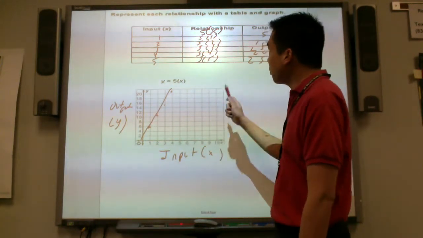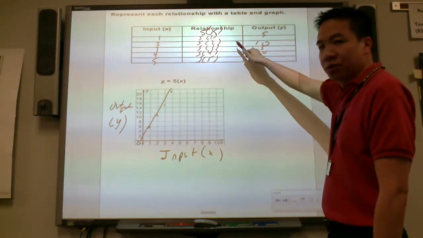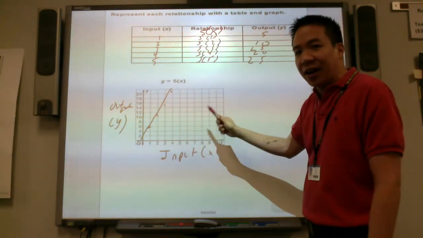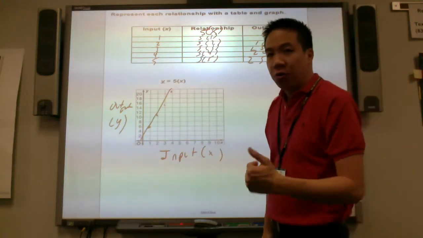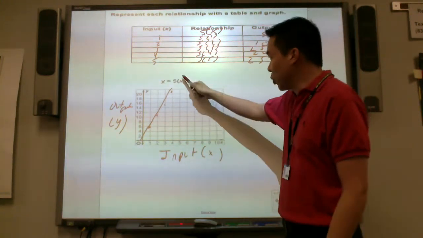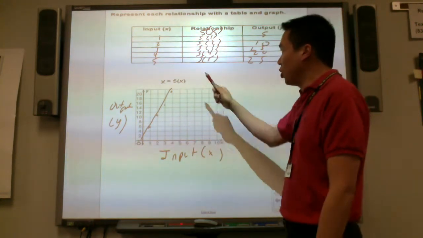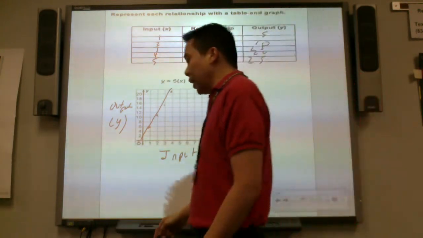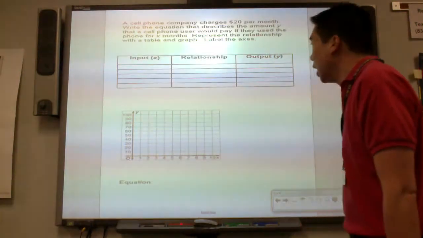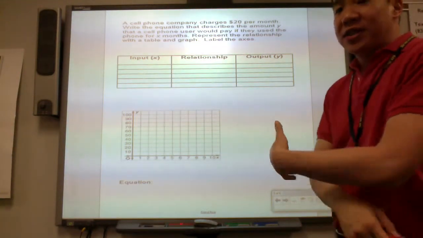So what we did is this table is equal to this graph, and a graph is equal to an equation. They all mean the exact same thing. Did you know you can get this equation from this table, or you can get this equation from this graph, and vice versa? In our next example, let's use a real life example when you see these.